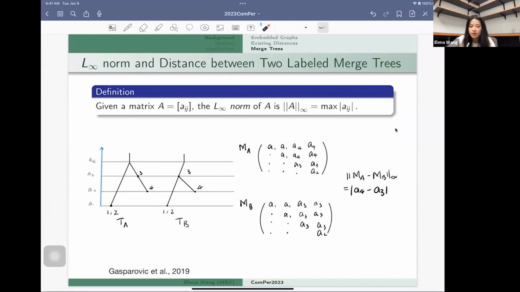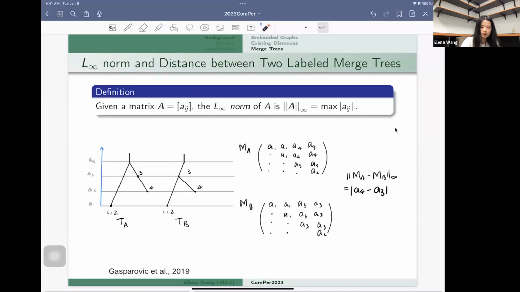Now, if we have 2 of these labeled merge trees that have the same number of labels, they will have the same sized induced matrices, and we can take their difference matrices. We can take their difference matrix and use its L infinity norm to represent the distance between the 2 labeled merge trees. So the L infinity norm of a matrix is the maximum of the absolute value of all of its entries.